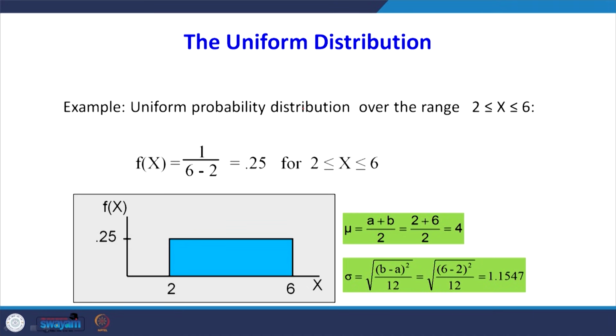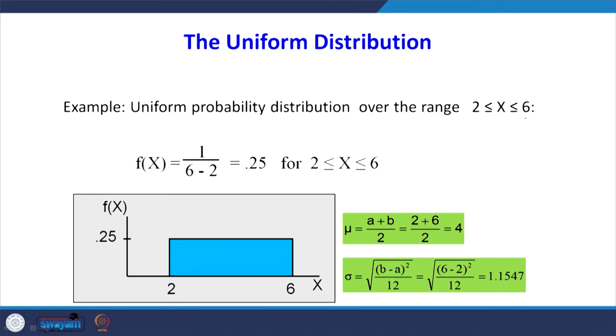Suppose a uniform probability distribution over a range is defined this way: 2 less than or equal to x less than or equal to 6. If we want to know f of x, we know it is 1 divided by (b minus a). b is 6, a is 2. So, 1 divided by (6 minus 2) is 0.25. What does this 0.25 mean?